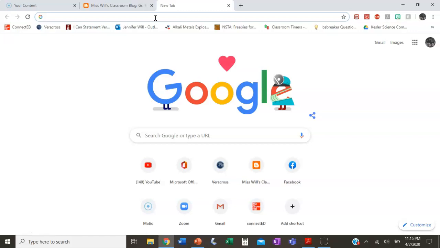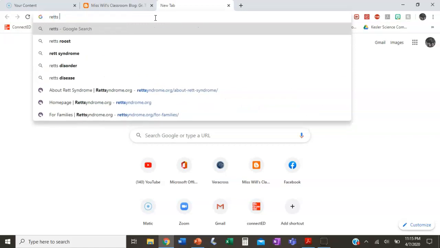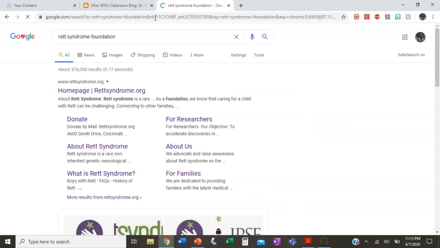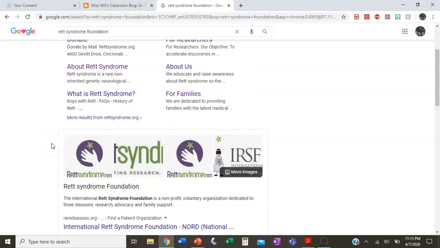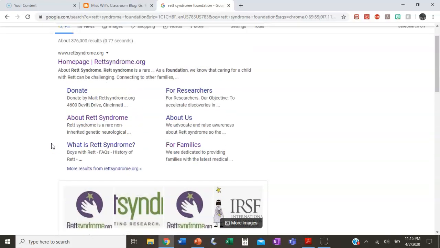I don't know if anybody's doing this one. I don't think so. But let's take one that's called Rett syndrome, if I can spell. And you can see I put this in earlier. So Rett syndrome and then foundation. If we take a look at that, we can see right here pops up homepage, rettsyndrome.org. Sounds like it would be a good place to start. So let's go ahead and click that.